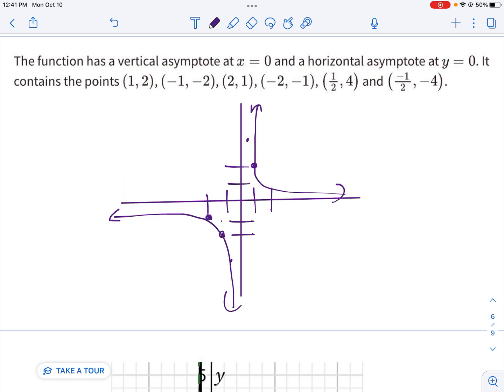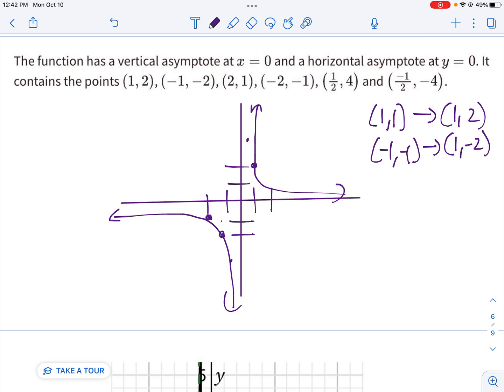So I'm going to think about those anchor points, 1, 1, and negative 1, negative 1. Well, what happened to 1, 1? Well, it went to 1, 2. And what happened to negative 1, negative 1? Well, it went to 1, negative 2. So our y value doubles. So we want to double our whole thing. So if you remember, that's 2 times our entire equation. So it's not just next to the x. And if we multiply that in, that would just be 2 over x.